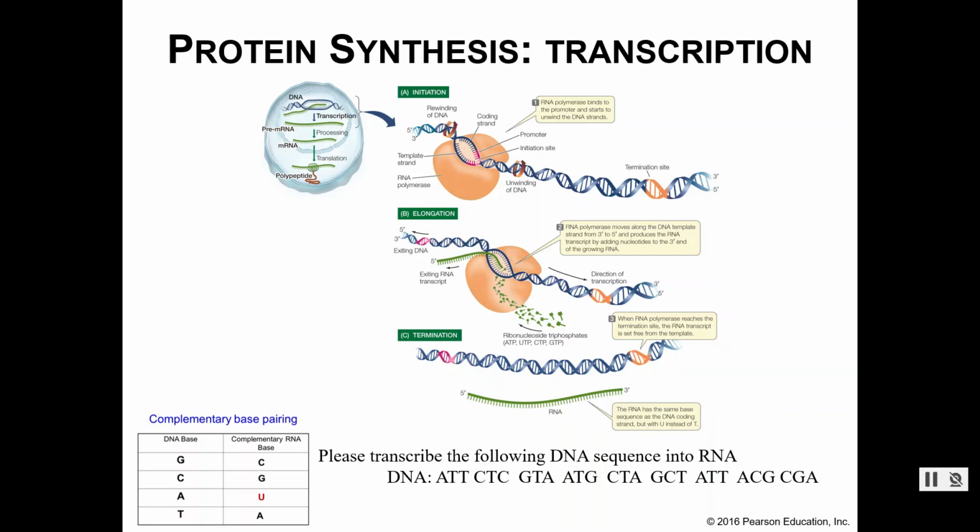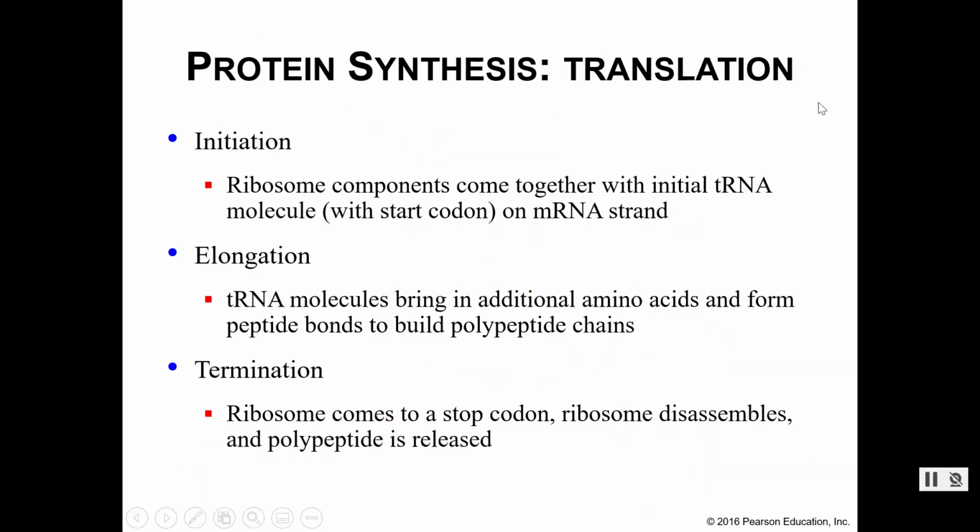Okay, let's check our work. Okay. So ATT becomes UAA. CTC becomes GAG, so forth and so on. Notice our DNA does have the thymines, while our RNA has uracil instead. Okay? So now that we have our RNA sequence, our set of protein instructions, let's turn that into a protein. This is known as translation.